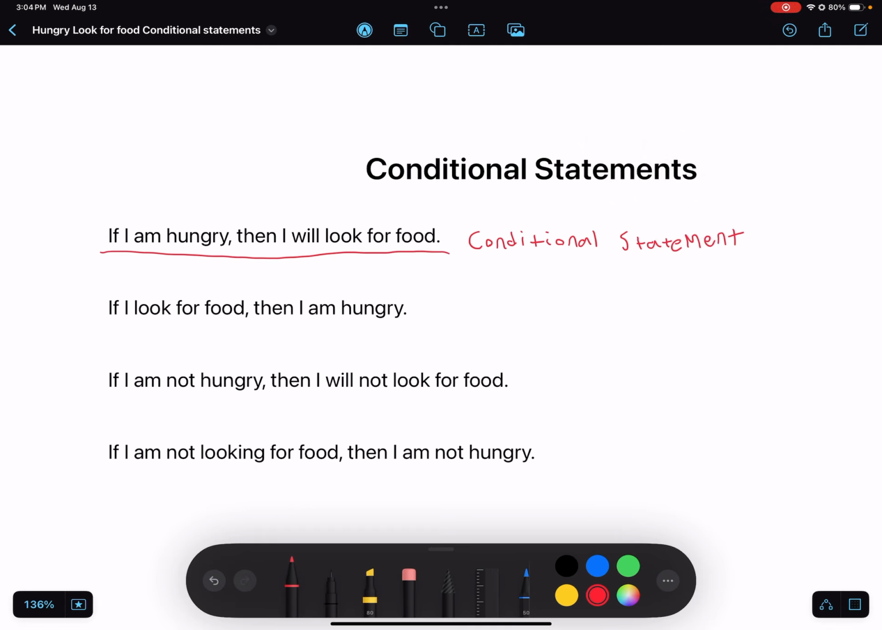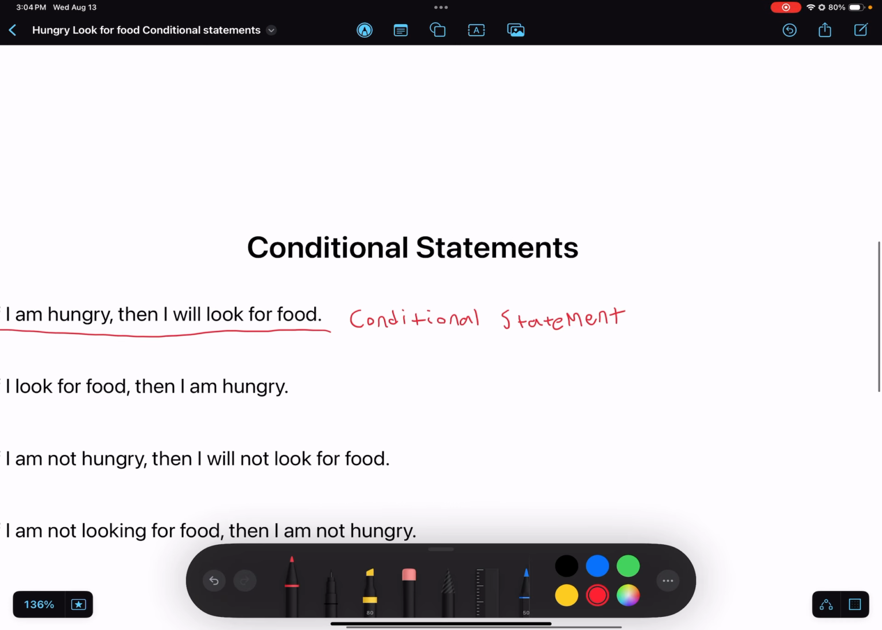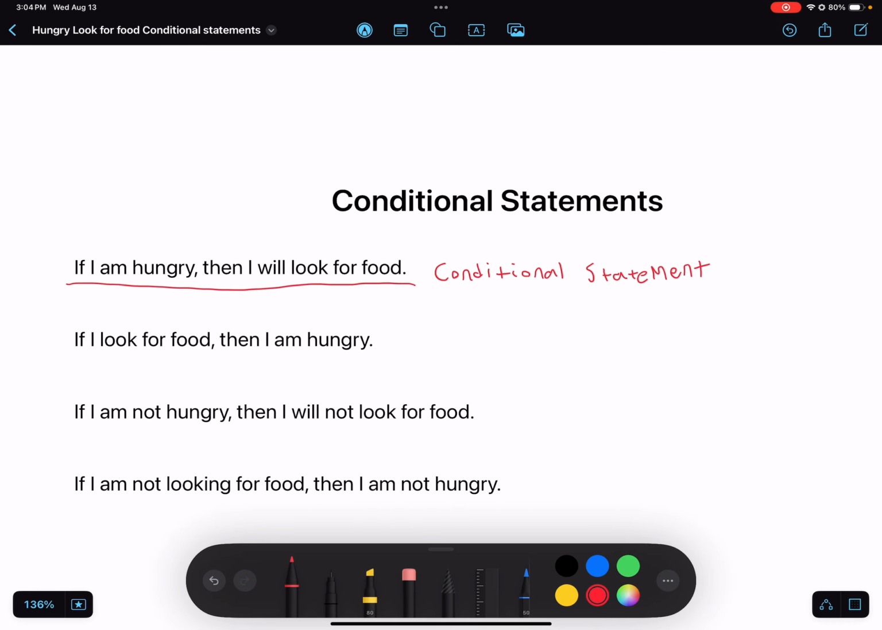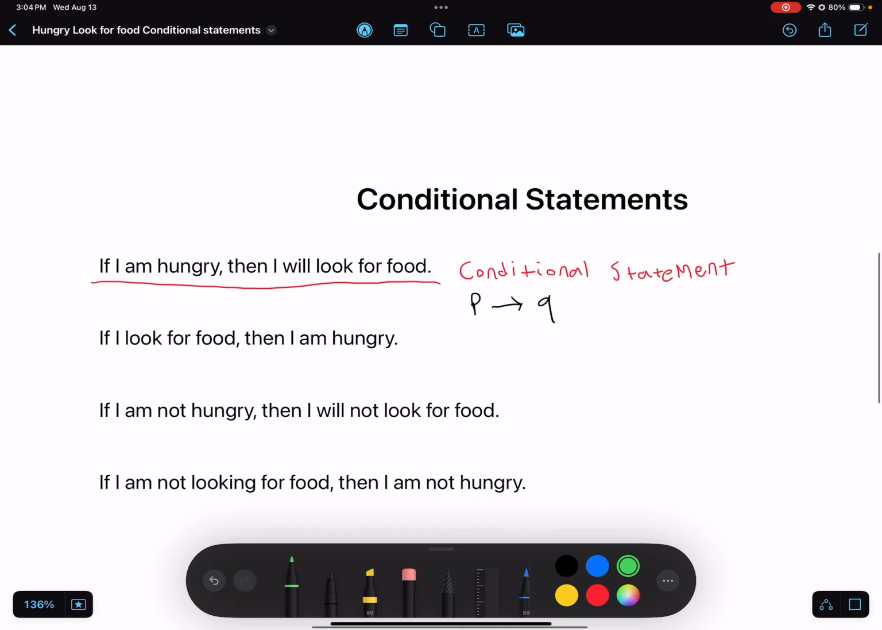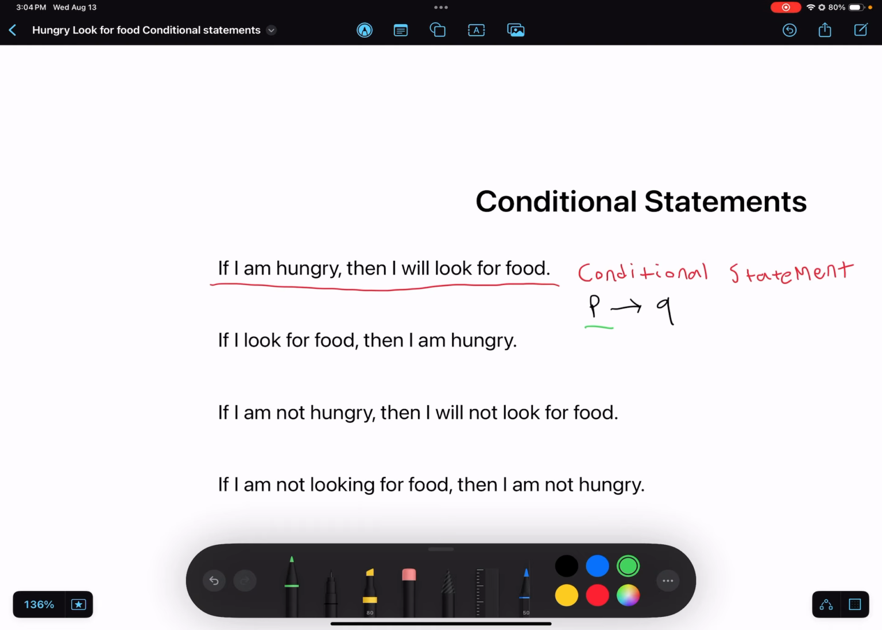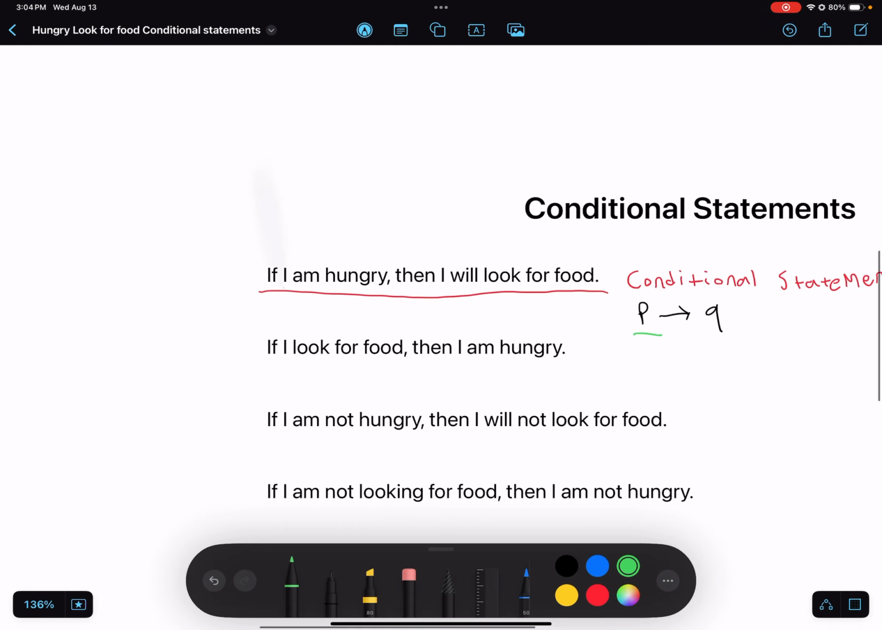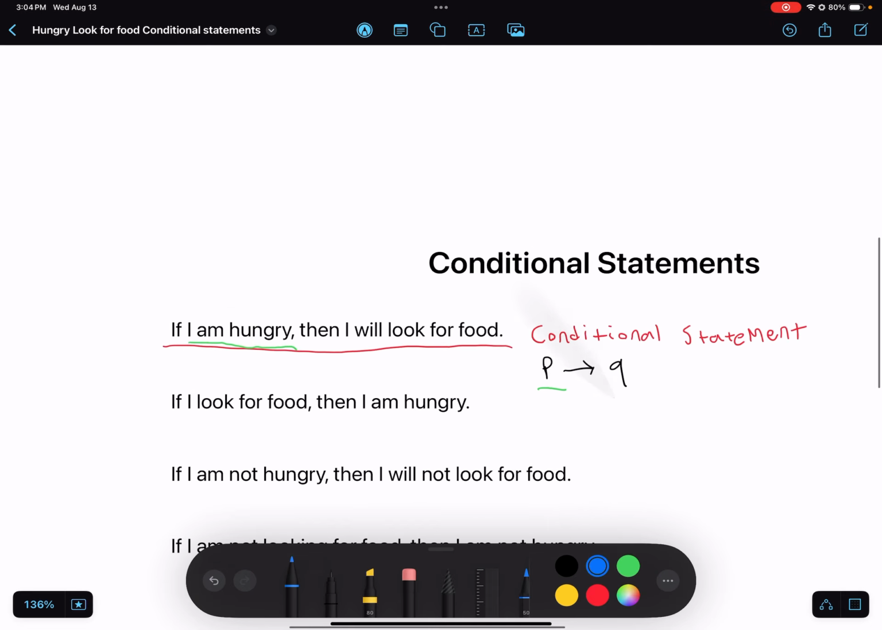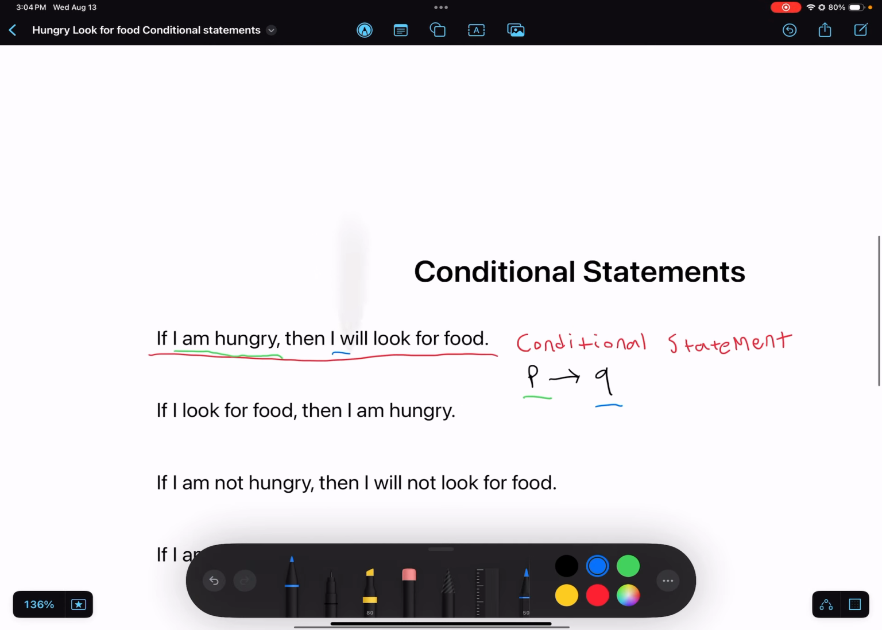And the symbolic reference for this, a symbolic reference is basically the symbol or term we use to describe this relationship, is shown as P, then arrow points to Q. And where P is our condition, the P is the condition that we depend upon to get to Q. So in this case, P is, I am hungry. That's the condition. Then Q is, I will look for food. That's what's going to happen if I'm hungry.